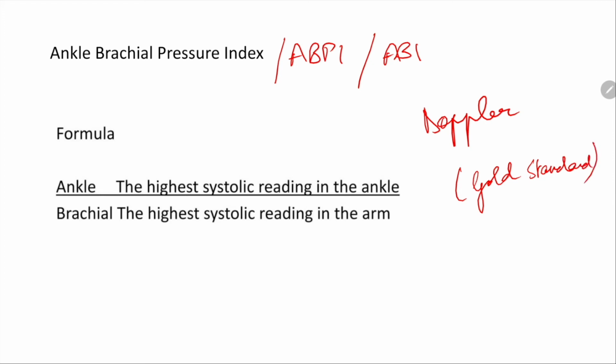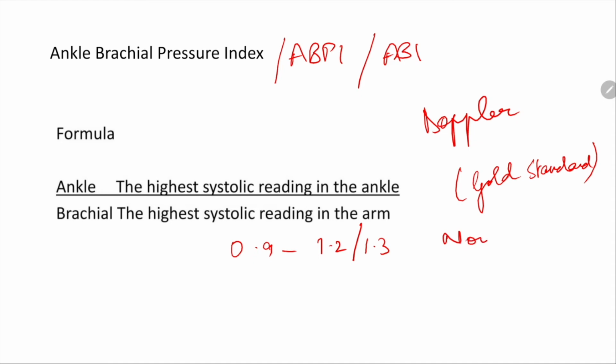So what is ABPI? The formula goes, it is a ratio between the highest systolic BP reading at the ankle. So you inflate a BP cuff around the calf, and at whatever pressure reading you get flow in the dorsalis pedis or the posterior tibial, the highest of the two values becomes your numerator, the highest systolic BP reading in either arm becomes your denominator, and you get this ratio. The normal range of this ratio is 0.9 to 1.2. Some books even say 1.3.